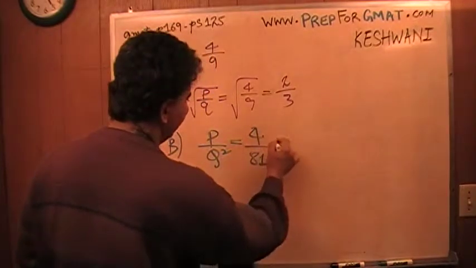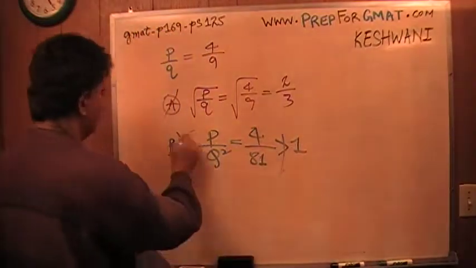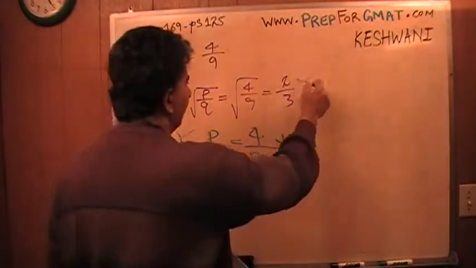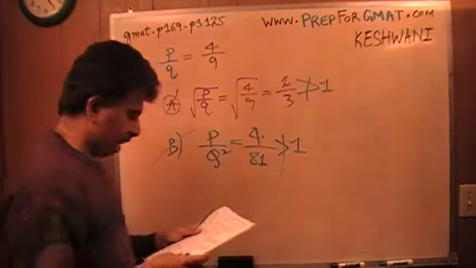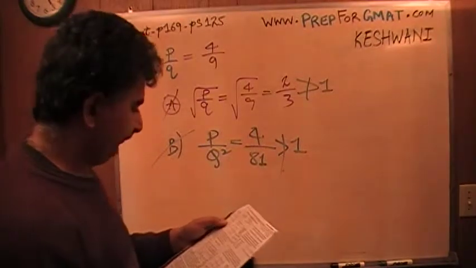81. Is this greater than 1? Of course not, it's not greater than 1. And neither is this greater than 1. Let's go to C then.